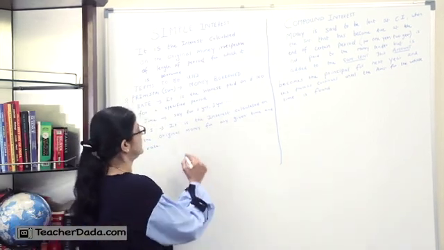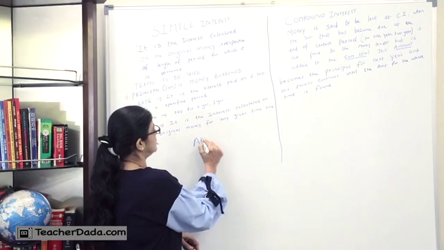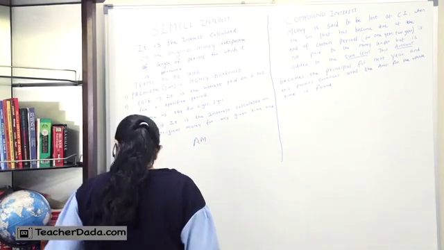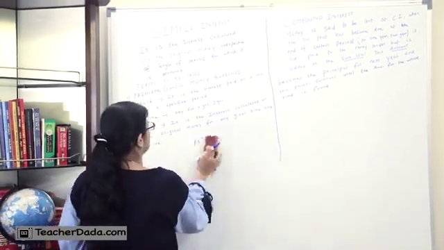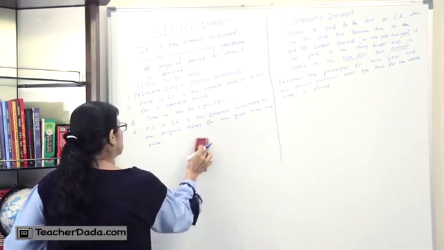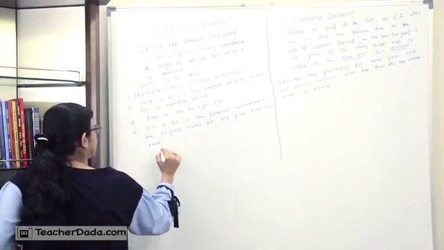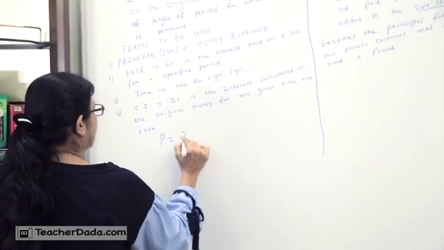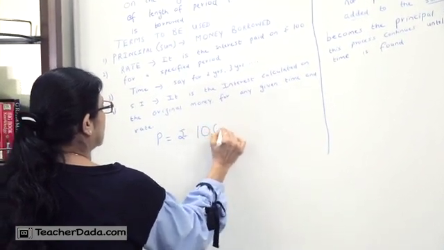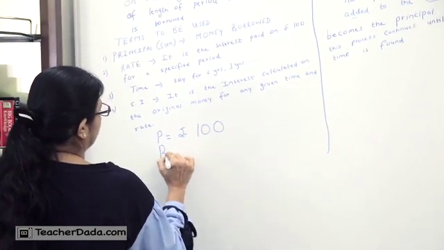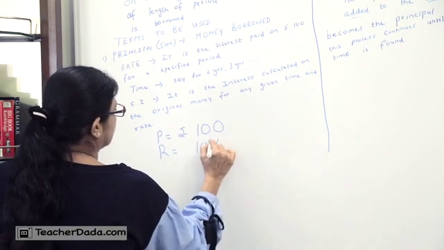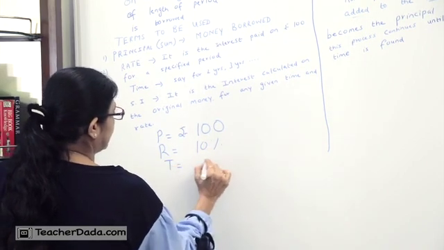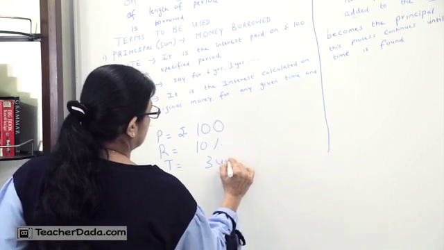For example, the amount borrowed, sorry, not the amount borrowed, it's the principal, right? Let the principal borrowed be rupees 100. Let the rate of interest be 10%. Let the time be 3 years.